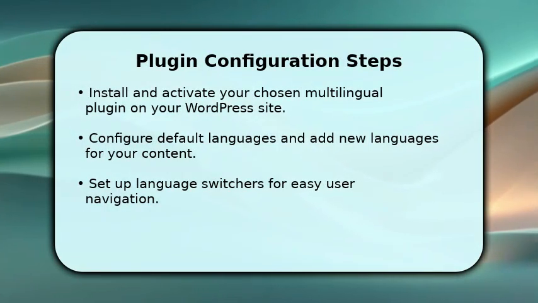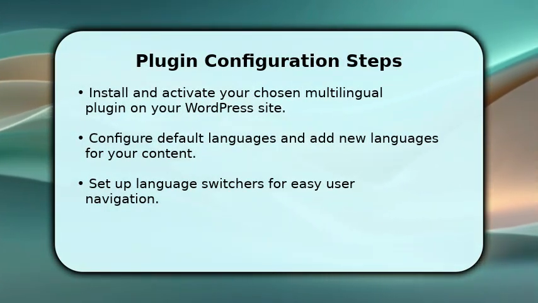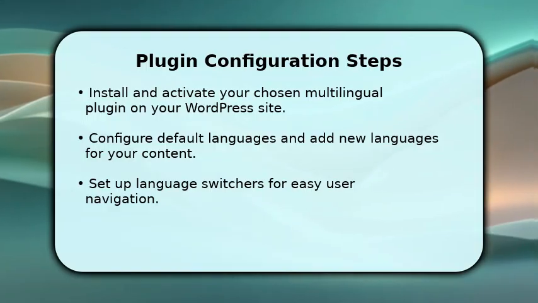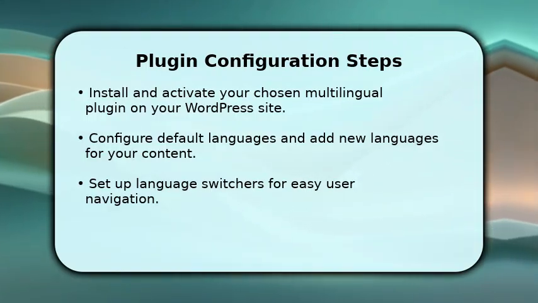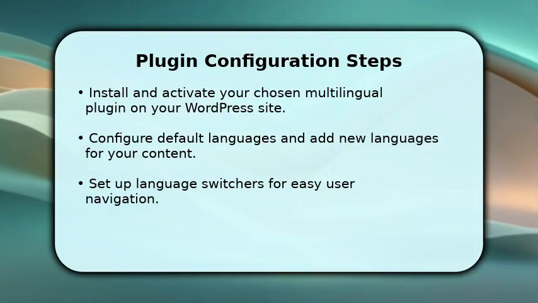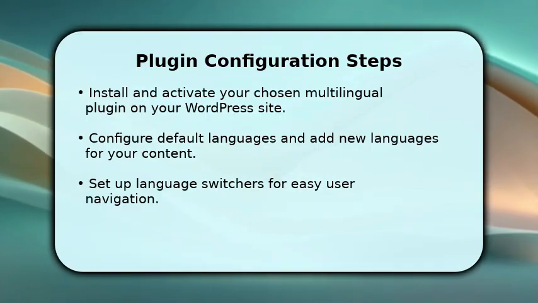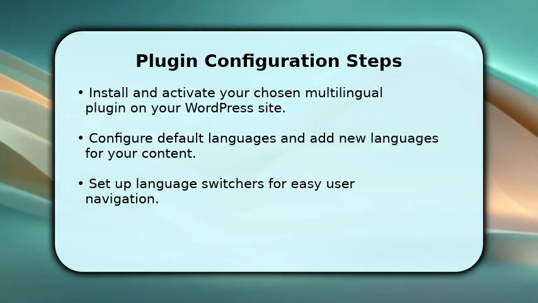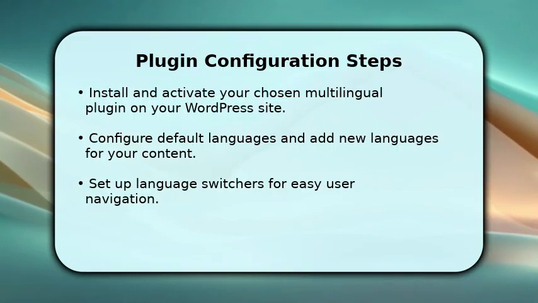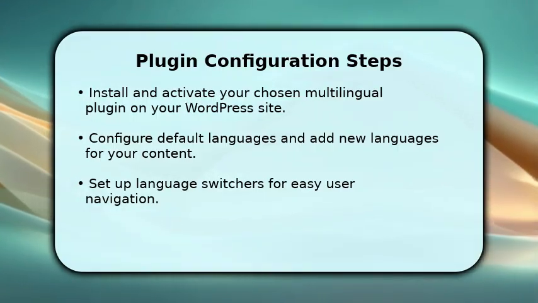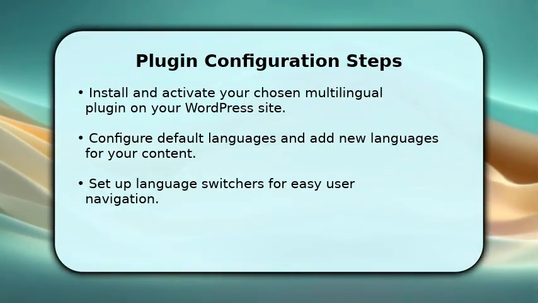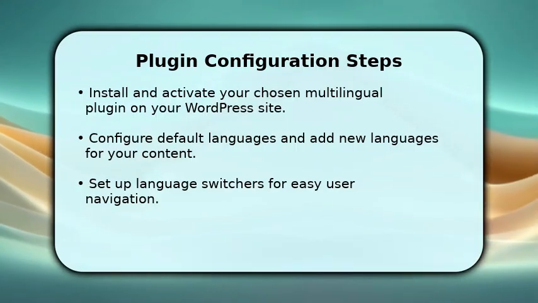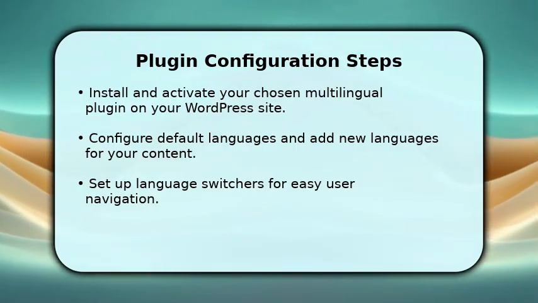Once you have selected your plugin, the next step is configuration. Install and activate it on your WordPress dashboard. Then, navigate to the plugin settings to define your default language and add all the additional languages you wish to support. Don't forget to set up a prominent language switcher, perhaps in your header or footer, allowing visitors to easily switch between the available languages on your site.